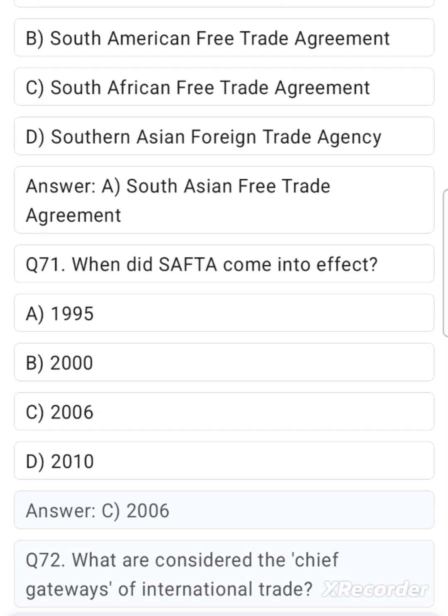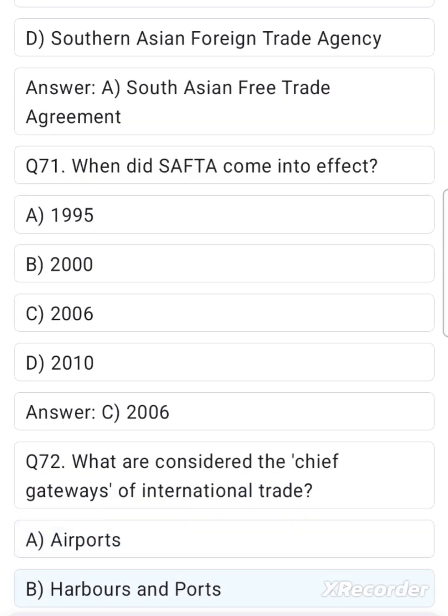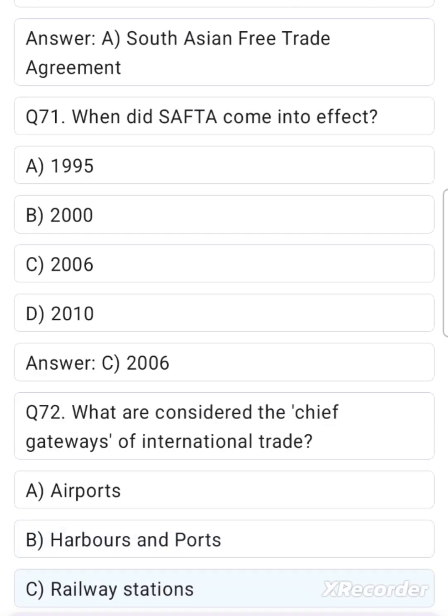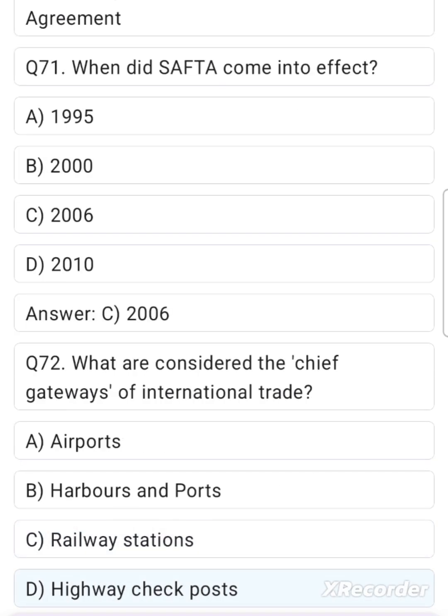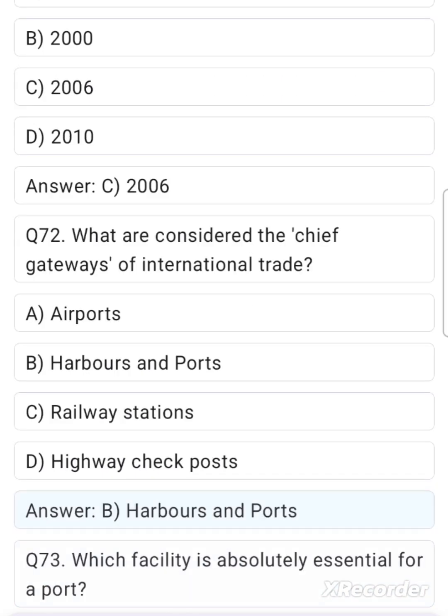2006. Q72. What are considered the chief gateways of international trade? A. Airports. B. Harbors and ports. C. Railway stations. D. Highway checkposts. Answer: B. Harbors and ports.